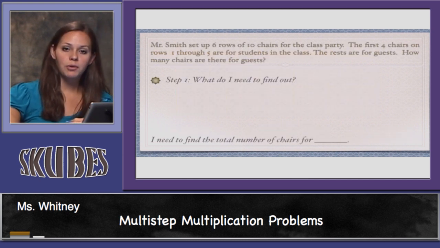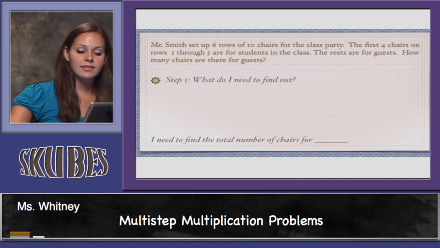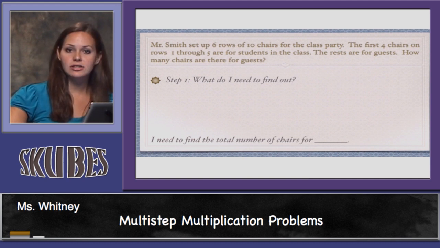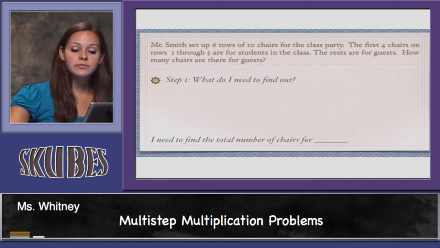Let's practice another problem. Mr. Smith set up 6 rows of 10 chairs for the class party. The first 4 chairs on rows 1 through 5 are for students in the class. The rest are for guests. How many chairs are there for guests?